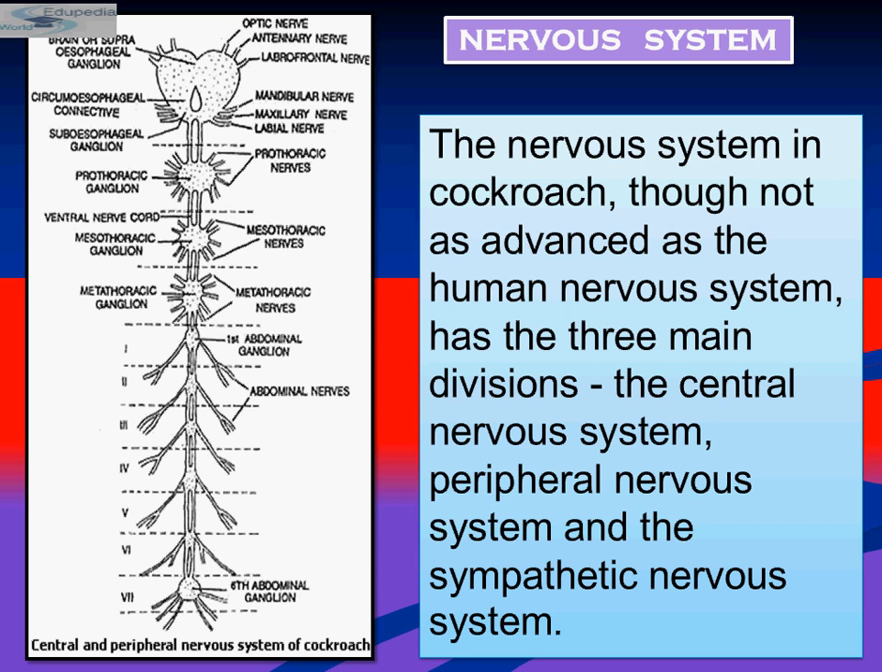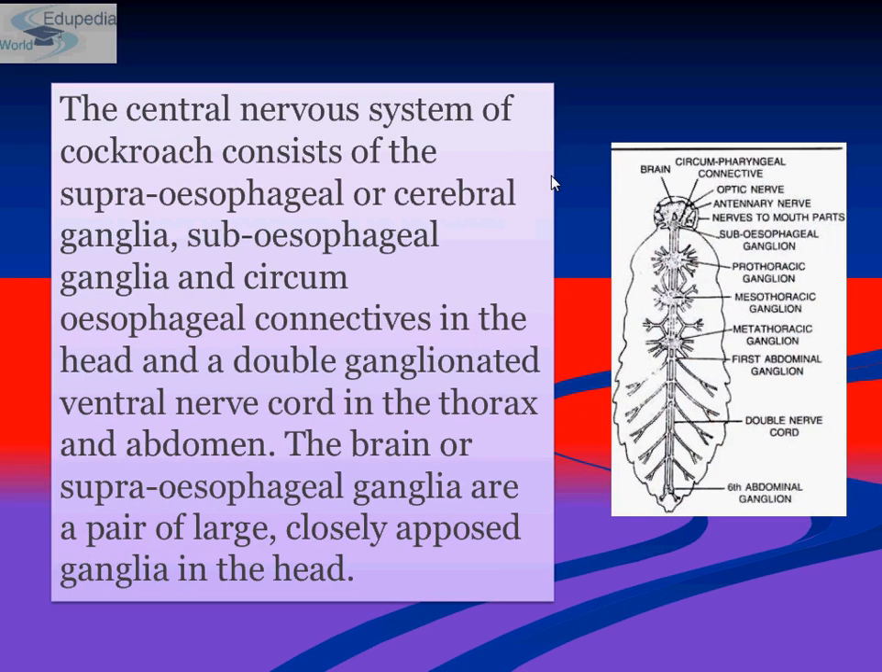The nervous system of cockroach can be divided into three parts: central nervous system, peripheral nervous system, and visceral or sympathetic nervous system. Though not as advanced as the human nervous system, it has these three main divisions. Don't get confused with the visceral and the sympathetic, they both are the same. We'll be studying the central nervous system first in detail.